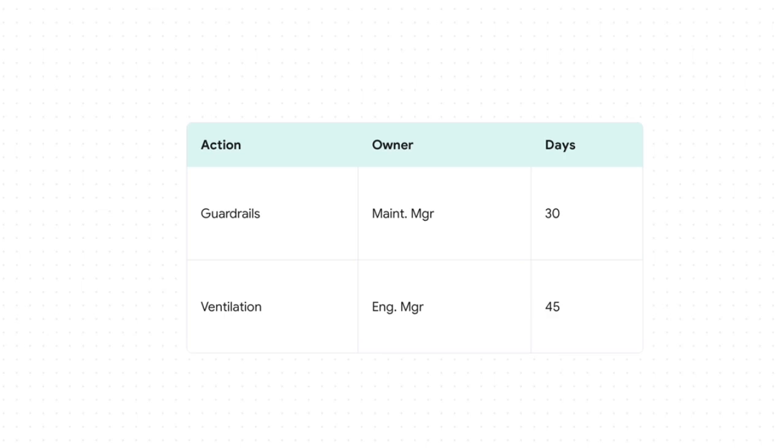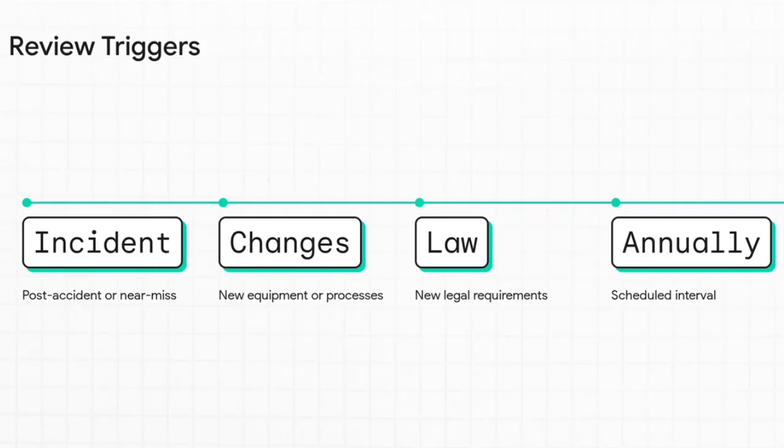Action 2, upgrade local exhaust ventilation. That falls on the engineering manager, and they've got 45 days. Action 3, conduct annual lung function tests. HSE manager, 60 days. This shows you exactly how a proper risk assessment organizes tasks for absolute accountability and super fast execution. But hey, the job isn't done just because you handed out some tasks.